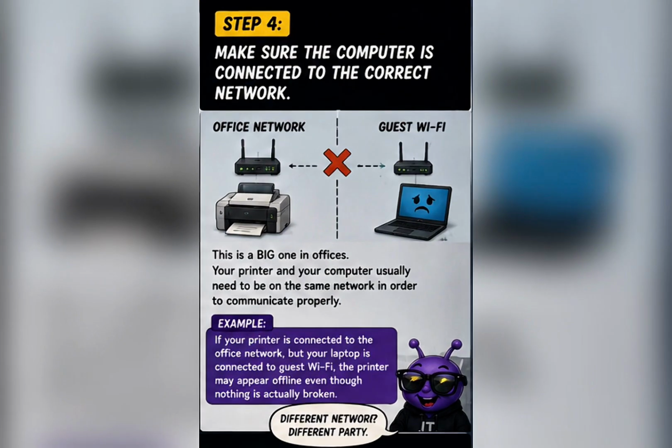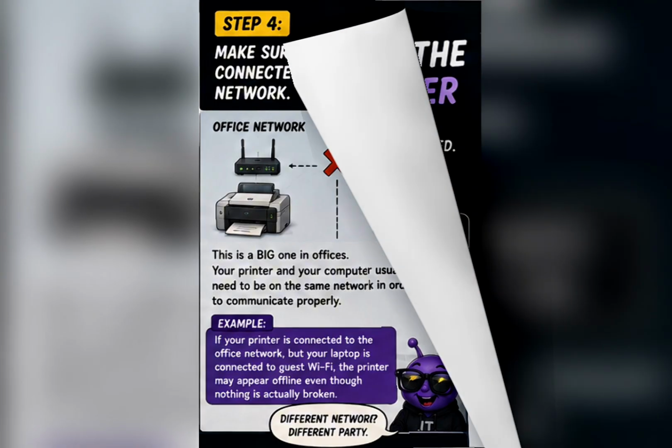And finally, step 4. Make sure the computer is connected to the correct network. This is a big one in offices. Your printer and your computer usually need to be on the same network in order to communicate properly. For example, if your printer is connected to the office network, but your laptop is connected to the guest Wi-Fi, the printer may appear offline even though nothing is actually broken.